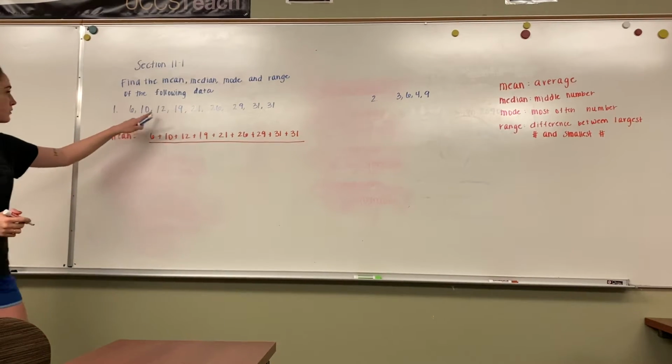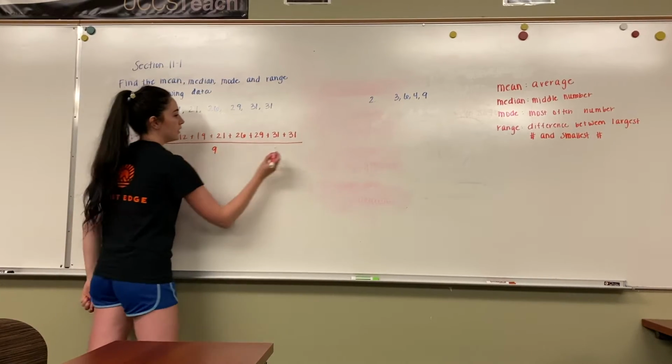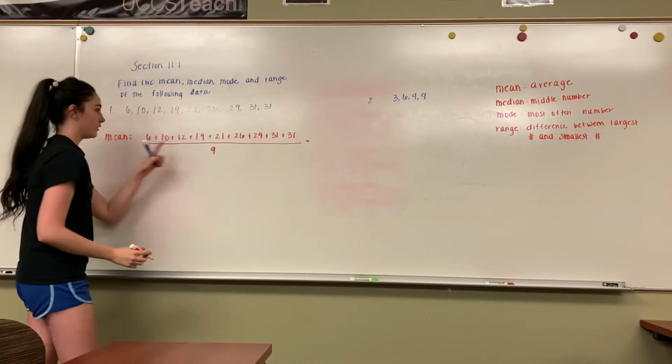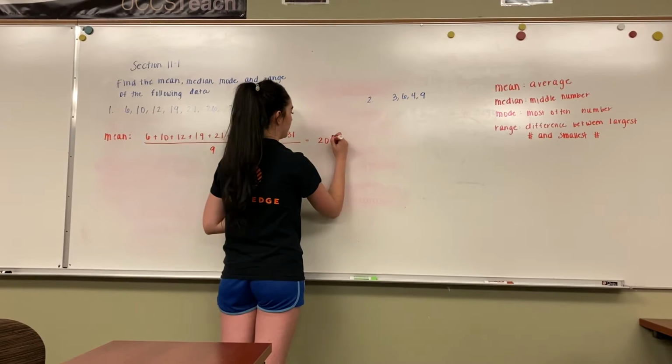So let's see, there's 1, 2, 3, 4, 5, 6, 7, 8, 9. There's 9 numbers. So if you plug this in your calculator, if you add all of those up and divide by 9, you're going to get 20.6 for the mean.